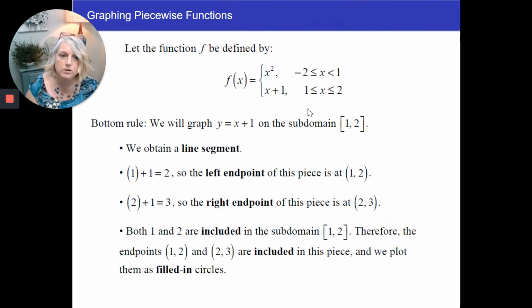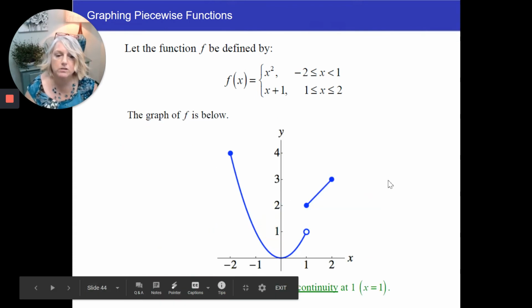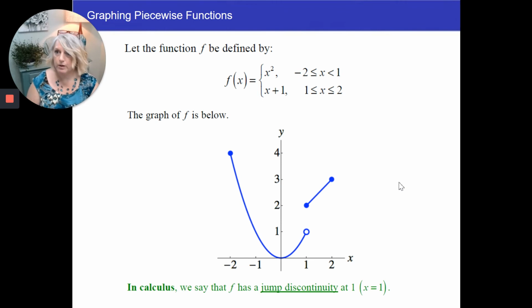Now the bottom rule, same thing. This one is bracket on both. So it's a line segment. I get the left endpoint, I get the right endpoint, and because it's a line, you can just connect the two together. So we put our two endpoints on, and then we plot them as filled in circles, and this would be an example of what it looks like.